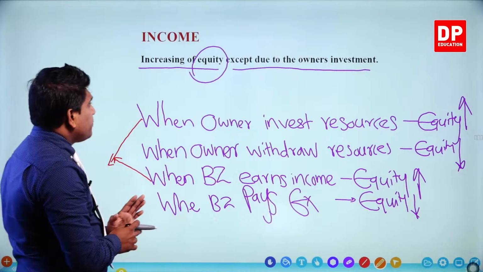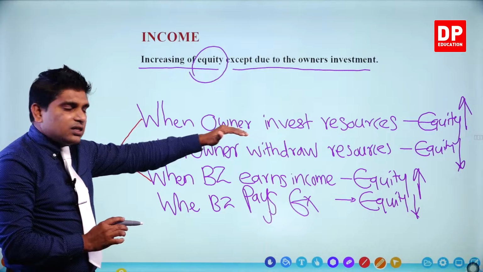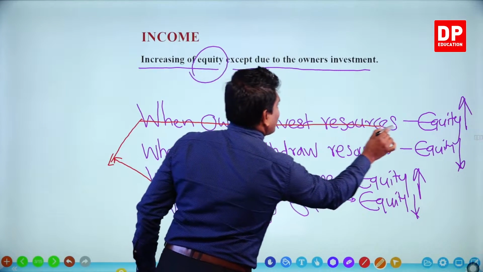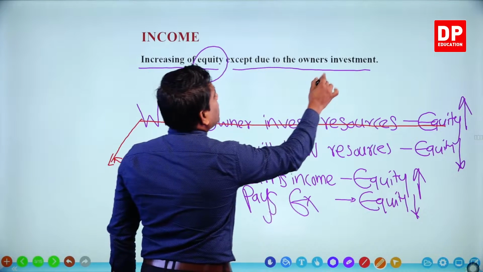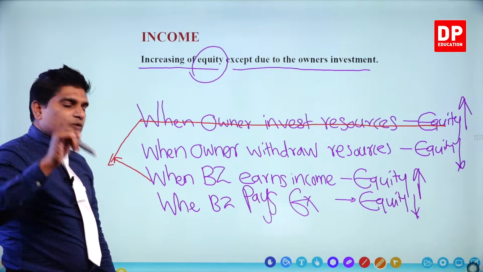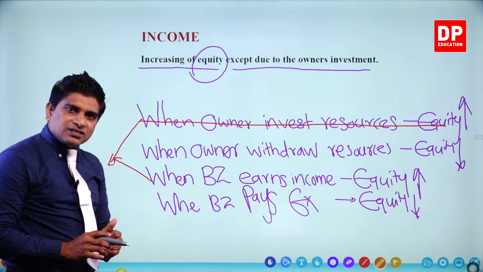Now you remember, increasing of equity except due to the owner's investment. It says you cut this one, right? You cut this one. Why? Except due to the owner's investment. This is owner's investment, no? Only one thing we have now. What is that? When business earns income, equity increases.